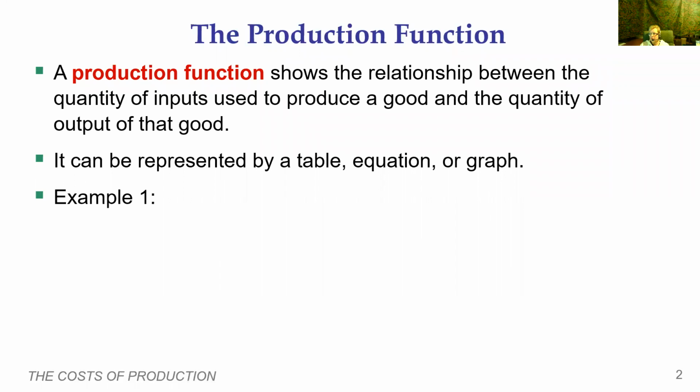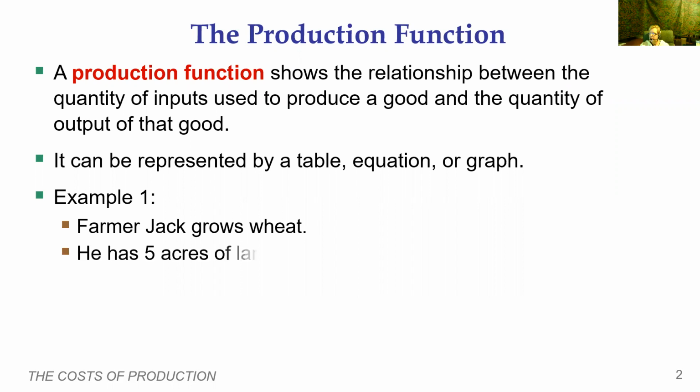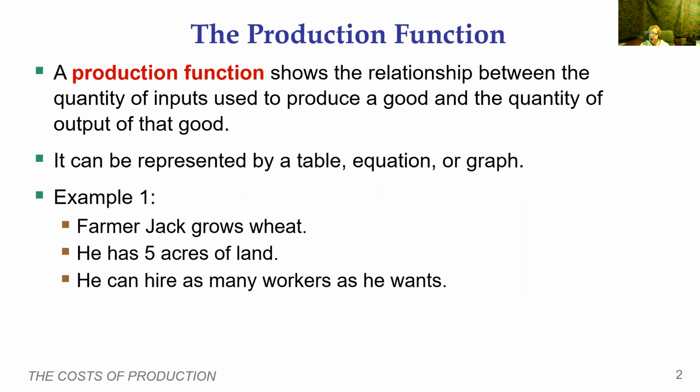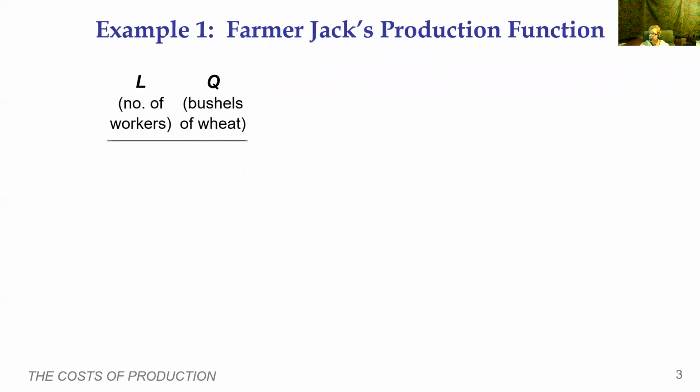So in our example, we have Farmer Jack, and he's going to grow wheat. He's got 5 acres of land, and he can hire as many workers as he wants to hire. Later on, we're going to classify these costs according to their categories, land being a fixed cost, and workers being a variable cost, which we will define in the next objective.